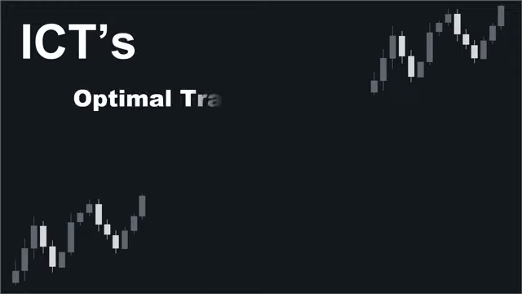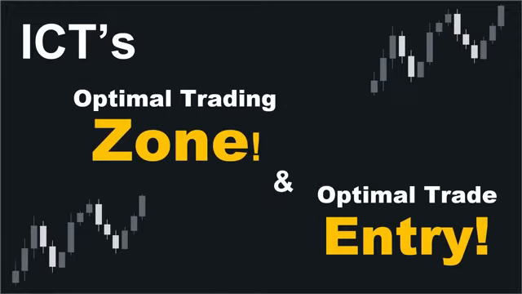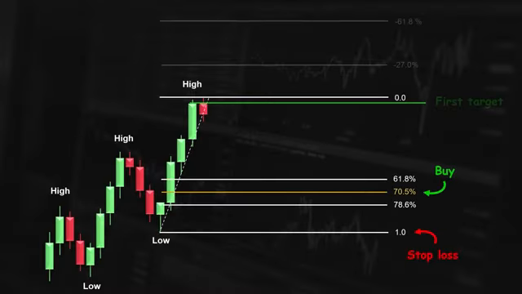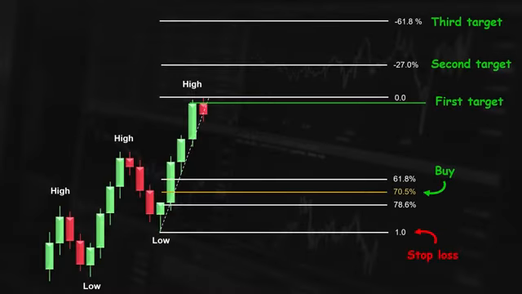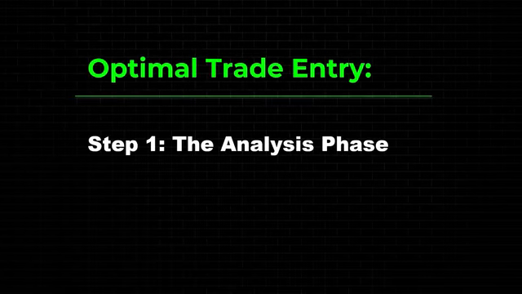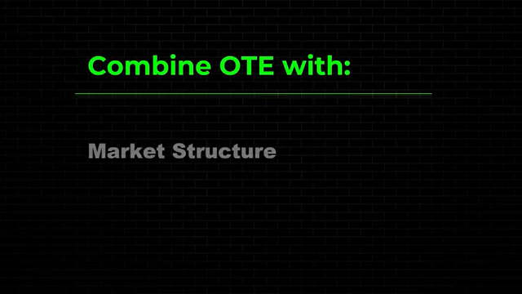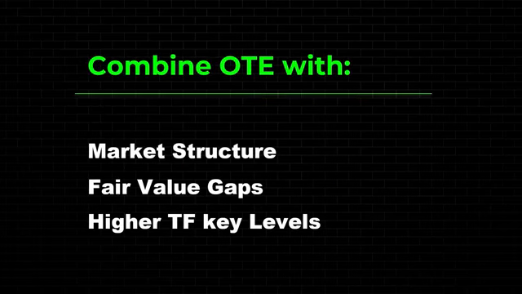Hey guys, in this video we're going to talk about ICT's optimal trading zone and optimal trade entry. This theory mostly relies on Fibonacci retracement levels and foundational price swings to spot the beginning of upcoming impulsive movements and define possible targets. We have simplified this trading model into 3 easy steps: the analysis phase, trade execution, and management. We will explain how you can combine this concept with market structure, fair value gaps, and higher time frame key levels to enter a high-quality trade.